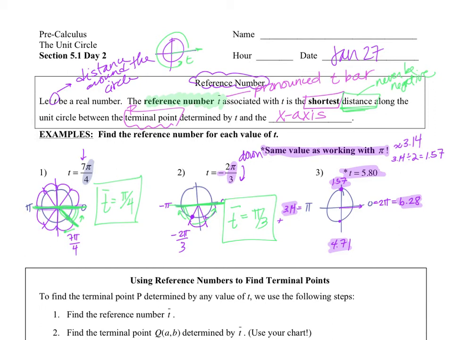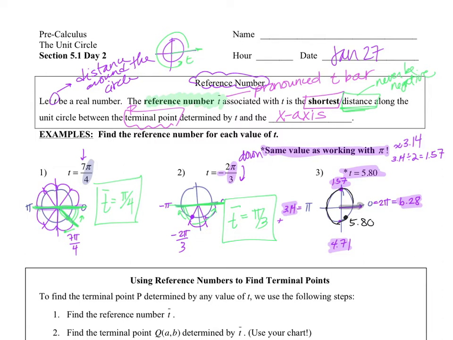Okay, therefore, if my t-value is 5.80, I'm starting right here. It's positive, so I'm going up. I'm passing 1.57. I'm passing 3.14, and I'm passing 4.71, but it's not as far as 6.28. So it's someplace in here. I don't know exactly where it is, but I know it's someplace in here. So that's what my t-value is.